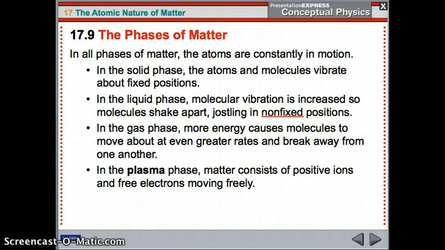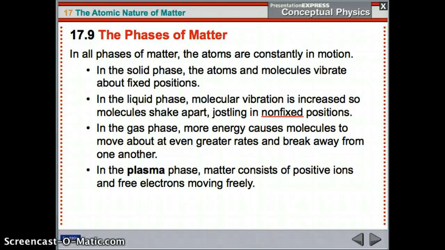So solid phase, everything's in motion. Okay, when things stop moving, the world is over. If we reach absolute 0, everything is dead, the world is done. Right? So everything is constantly moving. Even if it doesn't look like it is, it is. So in the solid phase, everything vibrates. In the liquid phase, that vibration has more energy, so they shake apart and move around more.